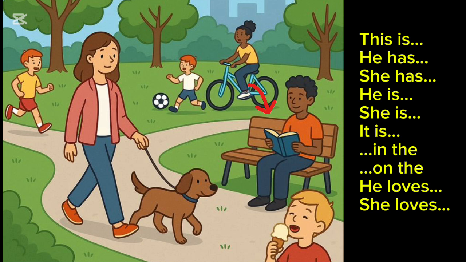Next structure, he is. He is in the park. He is sitting. He is reading. And last one, he loves. He loves reading. John loves reading books.